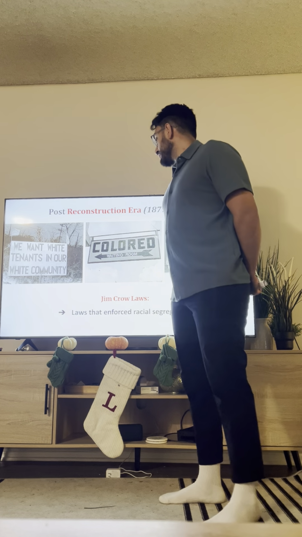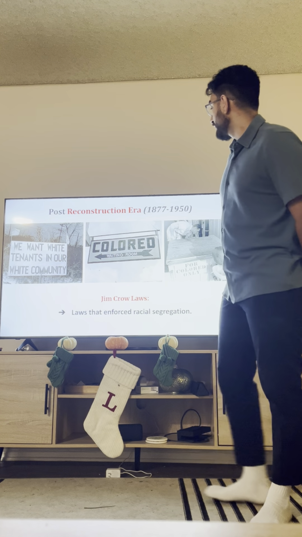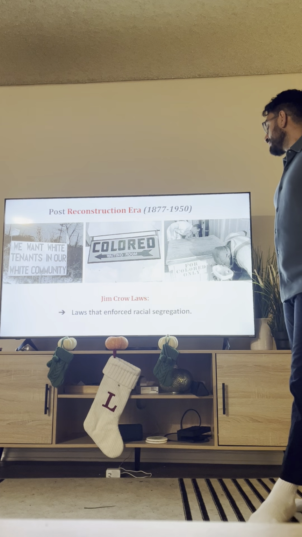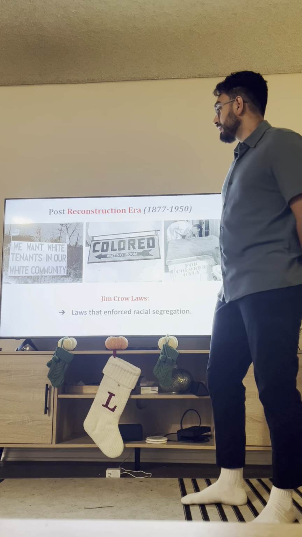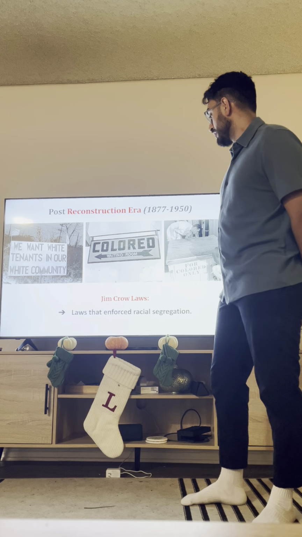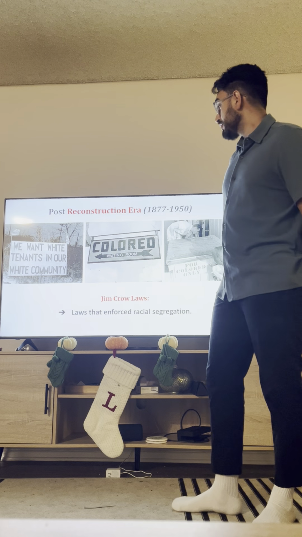Another thing was the Jim Crow era. Although it was post-Reconstruction era from 1877 to 1950, it was a direct result of the Reconstruction era and sort of a continuation of black codes. And what they were, were laws that enforced racial segregation.